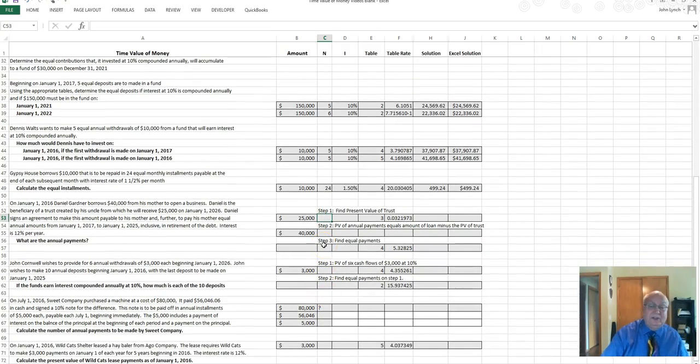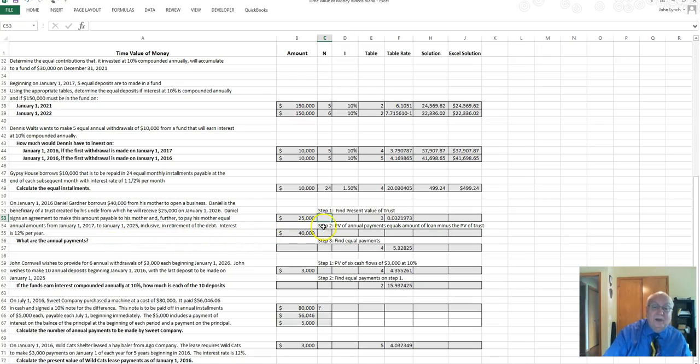January 1st. This is a 3-stepper, as you can tell. January 1st, 2016, Daniel Gardner borrows $40,000 from his mother to open a business. Okay, so he borrows $40,000. Daniel is the beneficiary of a trust created by his uncle, from which he will receive $25,000 in 2026. Okay, so it's a good 10 years away. Daniel signs an agreement to make this amount payable to his mother, and further to pay his mother equal annual payments to January 1st. In retirement of the debt, interest is 12%. What are the annual payments?